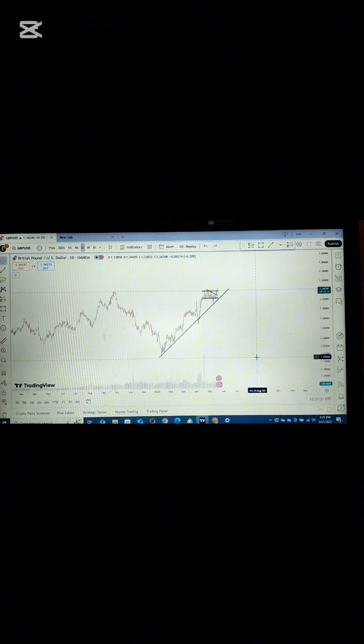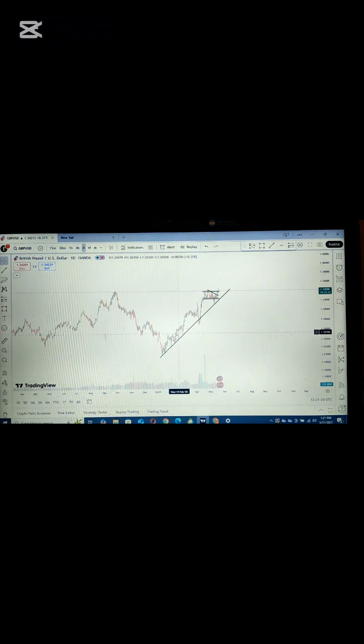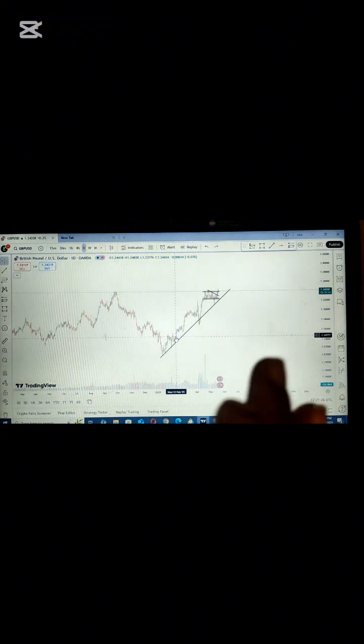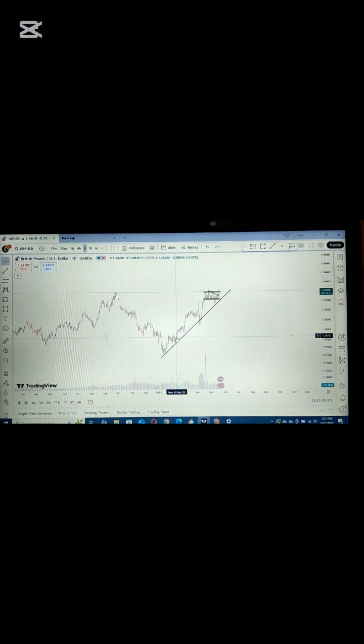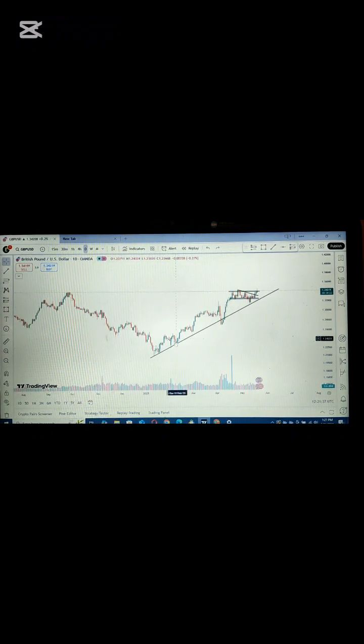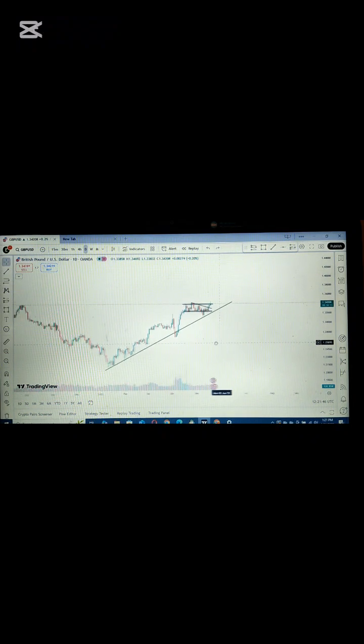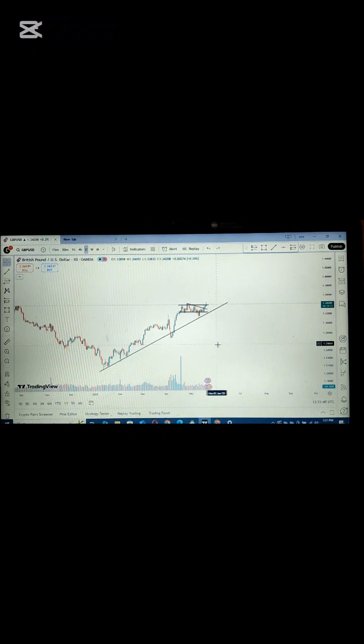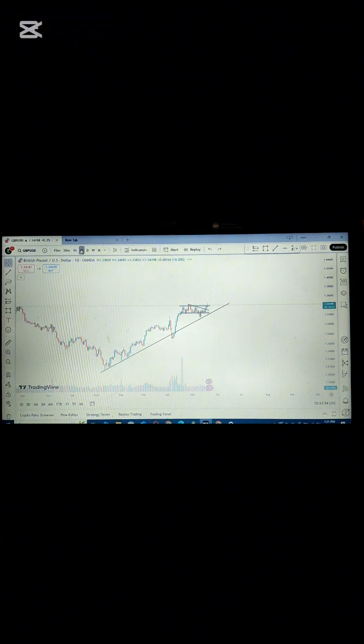So now I first get my direction. I get my direction on the daily. I do that by drawing out my trend lines, looking at the market structure. It's making higher highs, higher lows, higher highs, higher lows, higher highs, higher lows. So yeah, that's how we know that price is on an uptrend. So daily uptrend. Next, 4 hour.